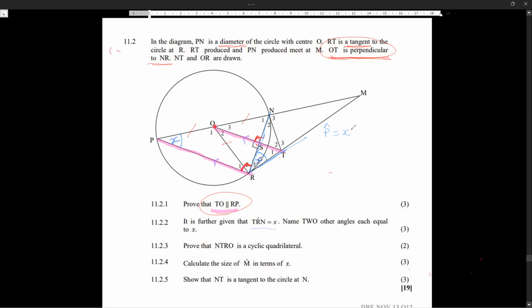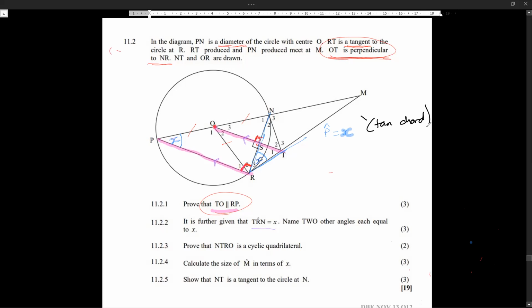Yes, sir. Angle P is equal to X. Why is angle P equal to X? Tan chord theorem. Are we happy with that? Yes, sir. Okay, so angle P is equal to X, because we're using a simple tan chord theorem. Now, they said two angles, so we've got one. Can somebody tell me what the other angle would be?